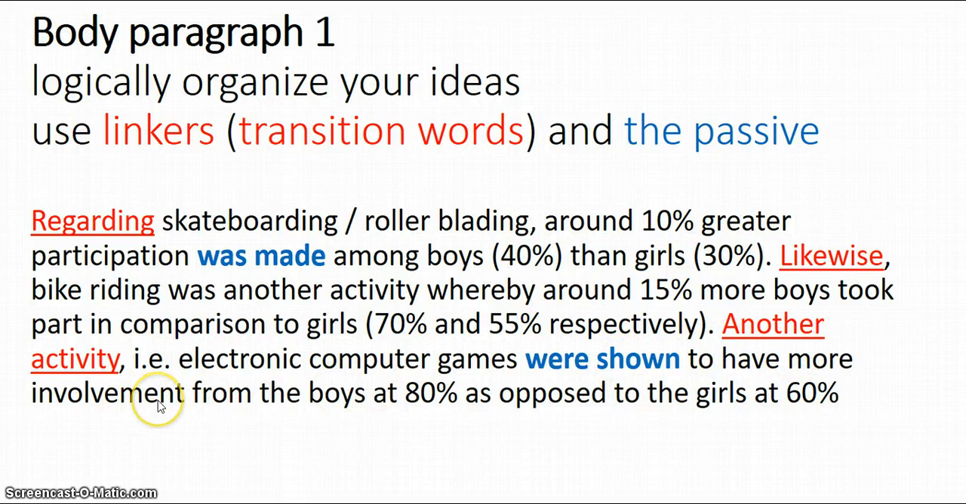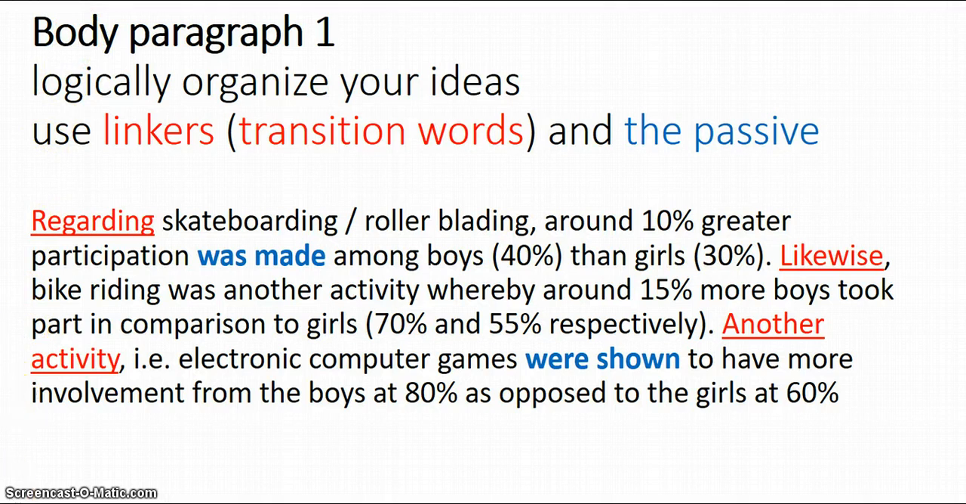They had more involvement. Instead of using the word participate again, because I've got participation here, instead of copying this word again, I've used a synonym. Have more involvement from the boys at 80% as opposed to, which is another way of saying in comparison to, as opposed to the girls at 60%. So I've got 3 complete sentences here talking about 3 different activities. In each of these sentences, I've tried to display my percentages and my data in different ways. In this one, I've displayed them separately in brackets. In this one, I've displayed them again in brackets together, saying respectively, and in this sentence, I've displayed them in the sentence themselves. It's very important that we include the percentages in the body paragraphs.